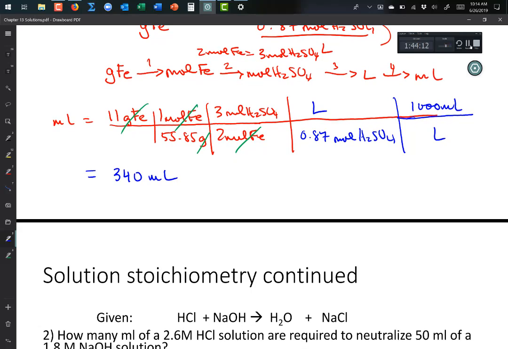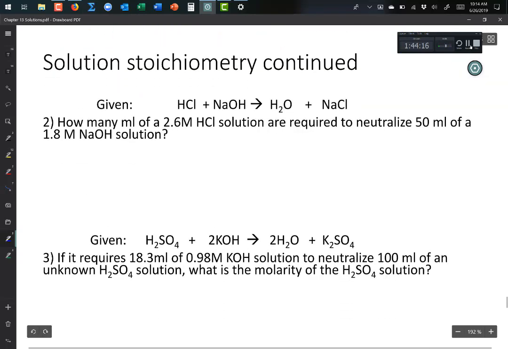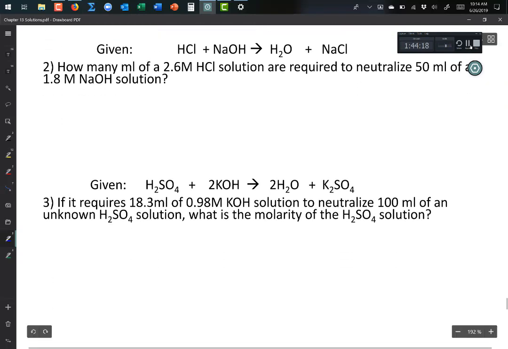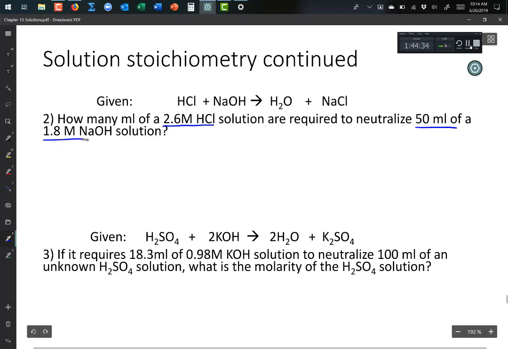Okay. This one you'll do on your own. This is more solution stoichiometry. It says, how many milliliters of 2.6 molar HCl are required to neutralize 50 milliliters of 1.8 molar NaOH?